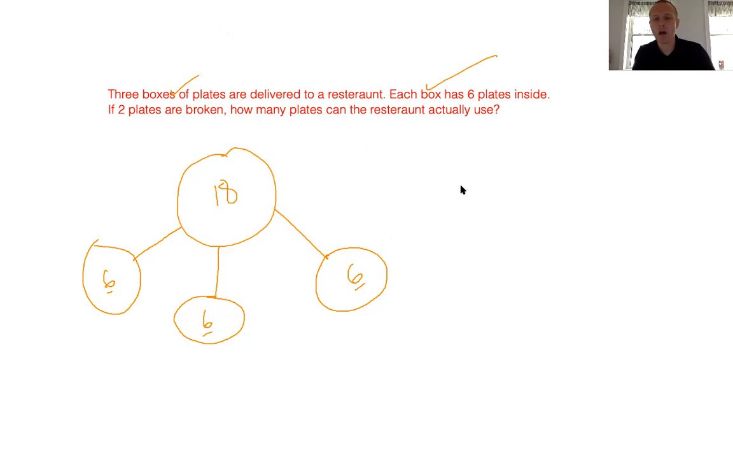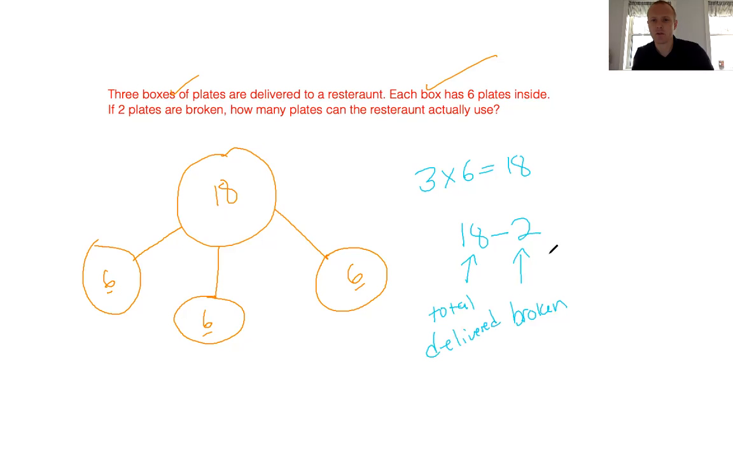plates. But when they showed up and they opened the boxes, 2 of the plates were broken. So now I need to say, I had 3 times 6 equals 18. But now I need to take my 18 and subtract 2. These are the broken ones. These are the total that got delivered. And that's going to tell me how many I can actually use. So 18 minus 2, we can figure out as 16 actually usable, or actually use. So they can use 16 plates.